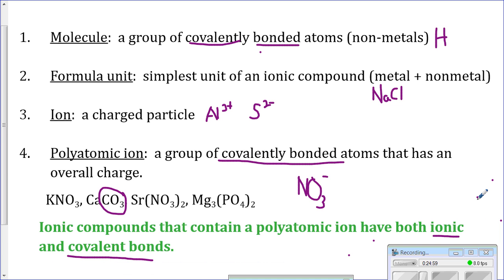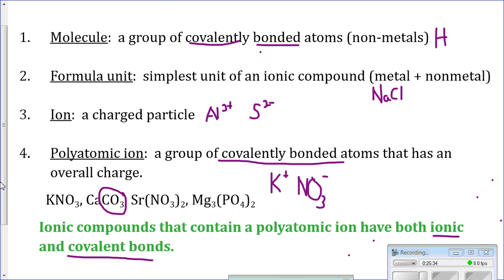Okay, sorry about that. Just remember, if you have a compound that contains a polyatomic ion, it has both ionic bonds, and that's the attraction between, so like in potassium nitrate, your potassium ion has a +1 charge. So the ionic part is the attraction between the ions, +1, -1 attract. And the covalent part, the covalent bonds in there, come from the polyatomic ion, the non-metal atoms bonding in that.